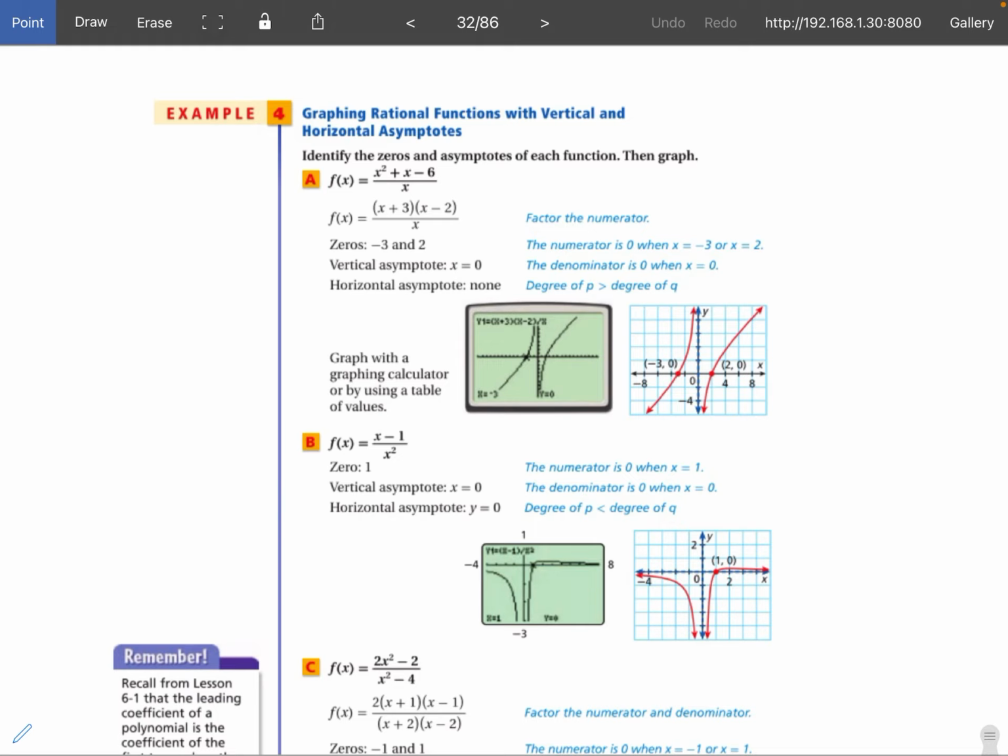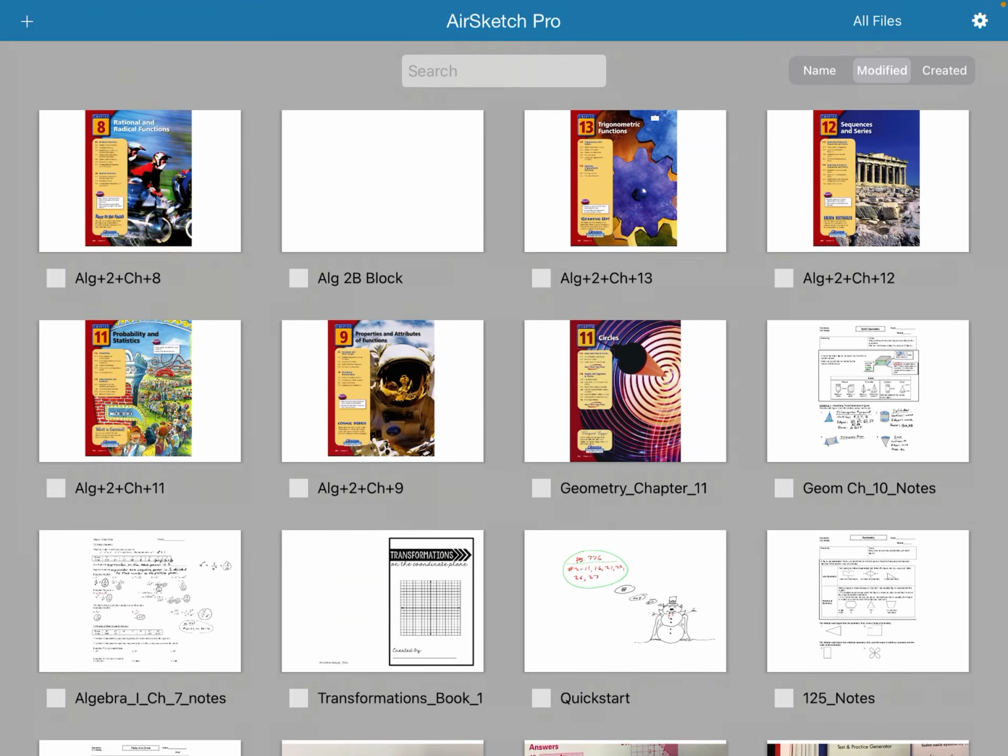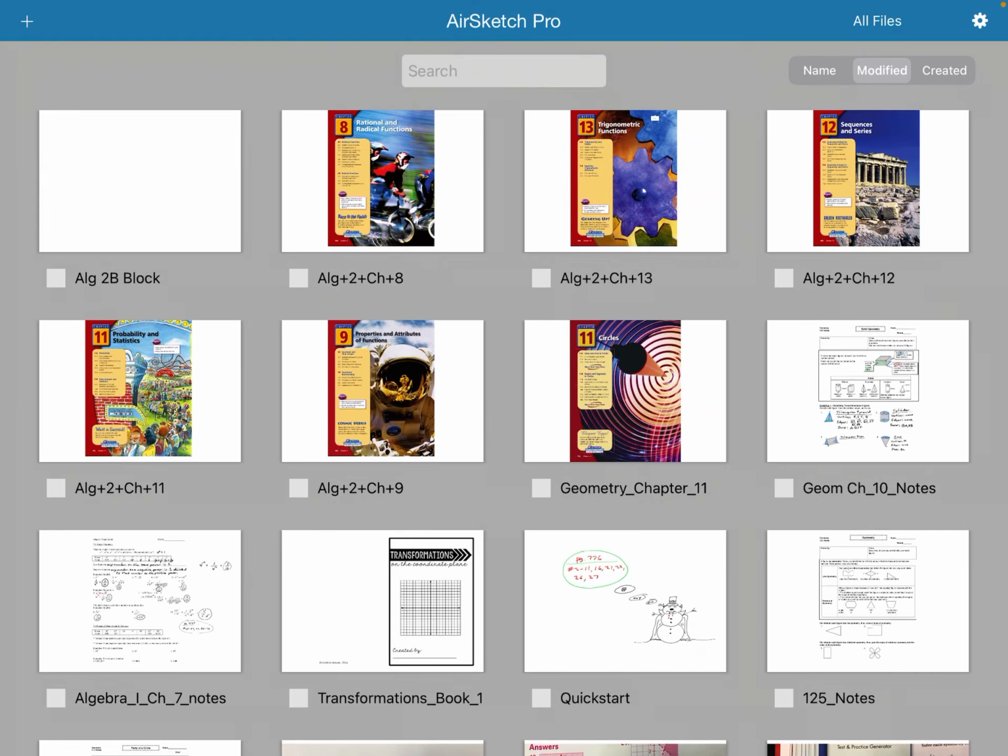So we've got y equals x squared plus x minus 6 over x. And then we've got y equals x minus 1 over x squared. And then we've got y equals 2x squared minus 2 over x squared minus 4. Okay. So then let me go to a blank page here then. All right, so let me write down this first one.